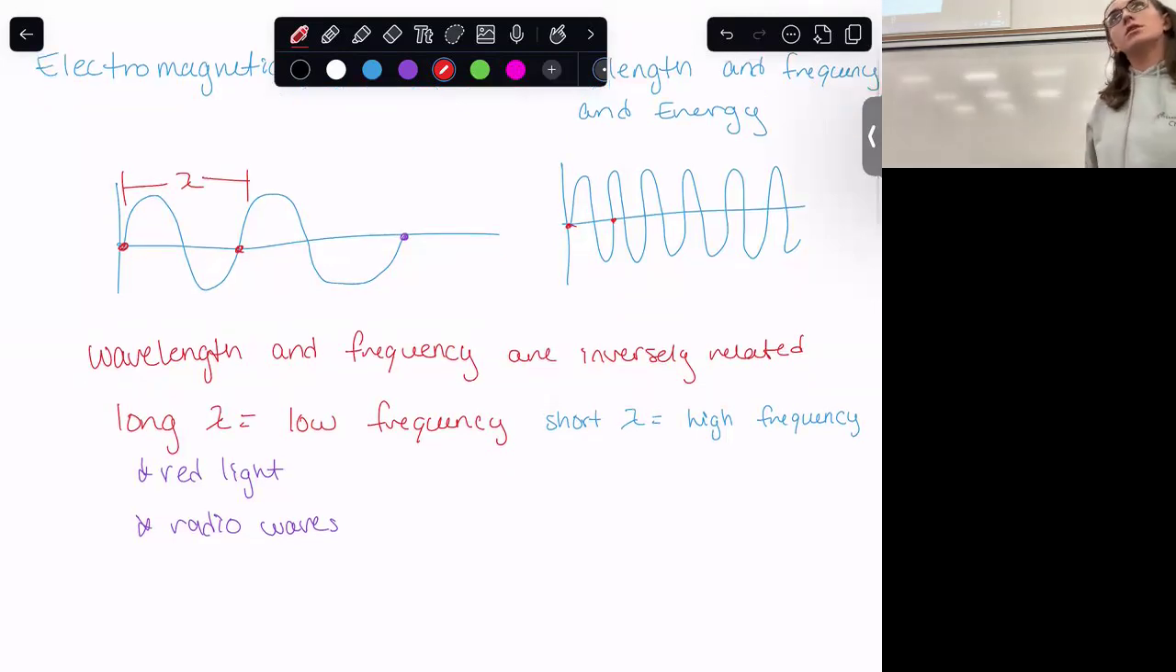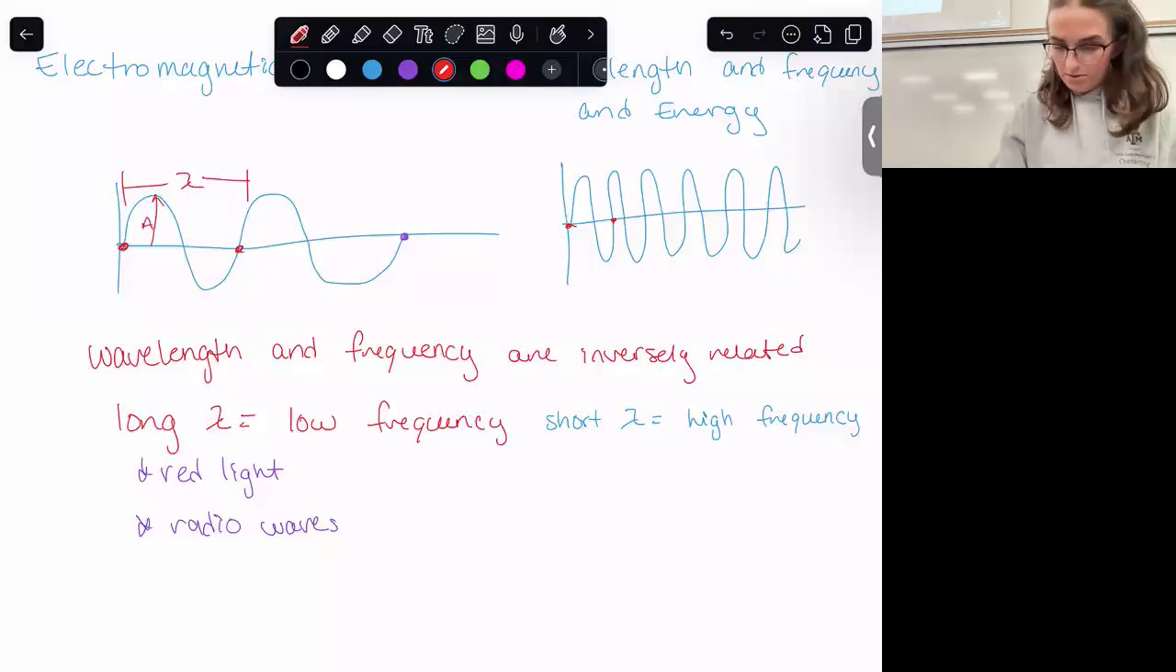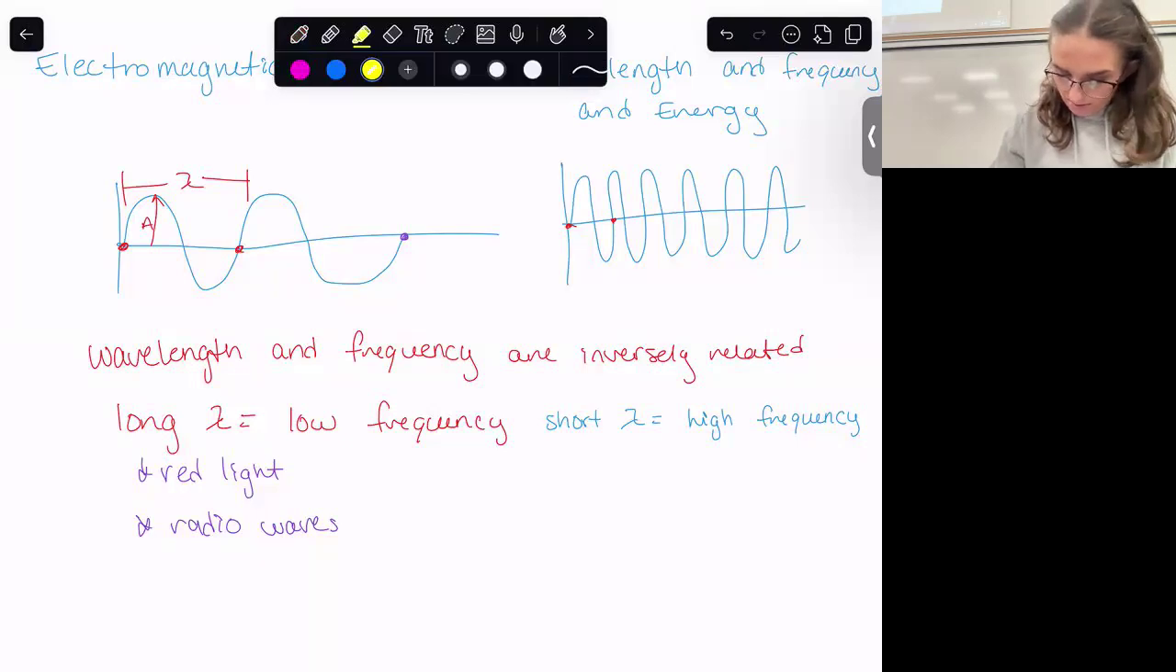Question. Yep. Is your wavelength exactly the same length as your amplitude? So this is your amplitude, and this is your wavelength. Does that make sense? Yes. So I guess it's the length of like two amplitudes. Yeah, a peak and a trough.